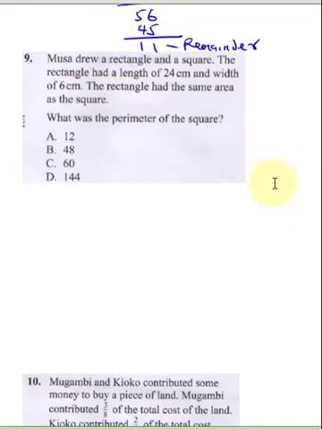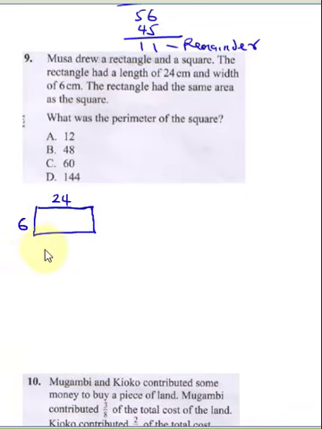Now question 9 says, Musa drew a rectangle and a square. The rectangle had a length of 24 cm and width of 6 cm. The rectangle had the same area as the square. What is the perimeter of the square? Now this is the rectangle he drew. So he said the length is 24, and the width is 6.